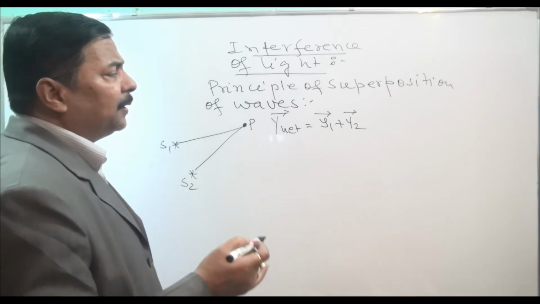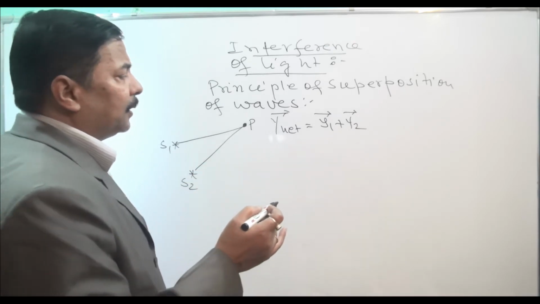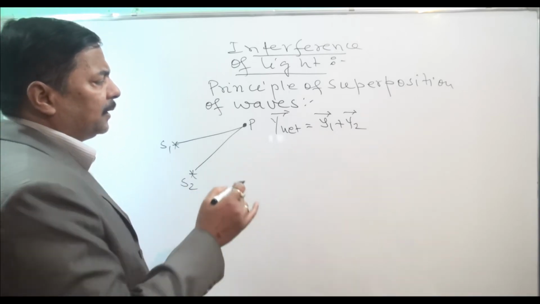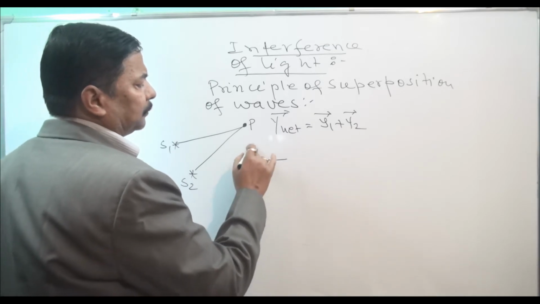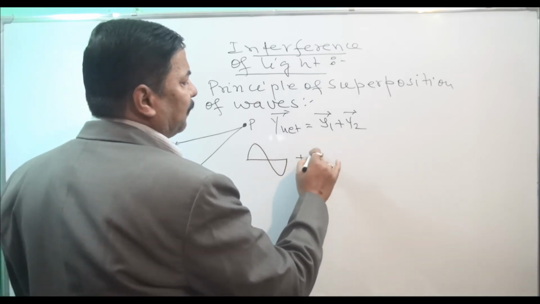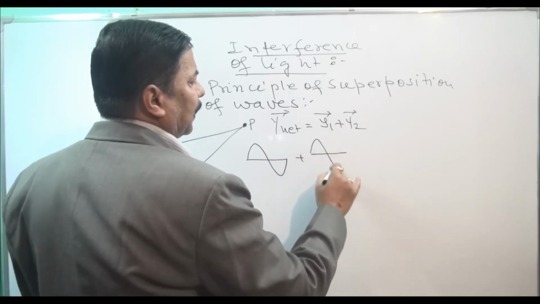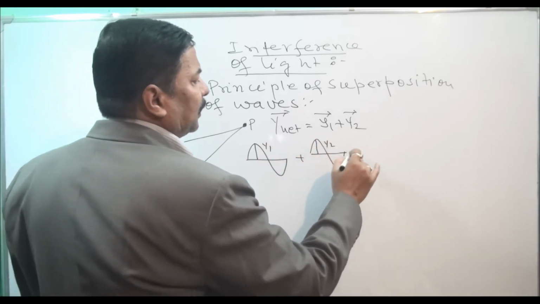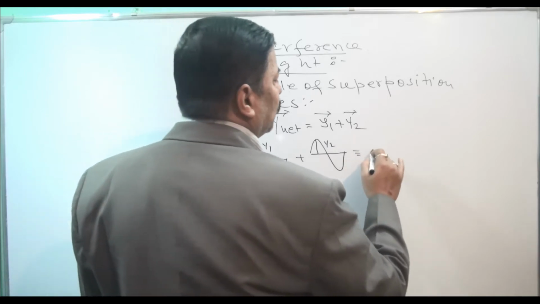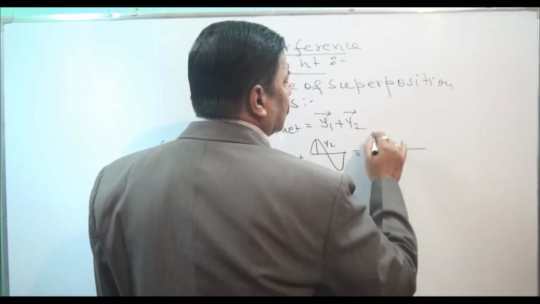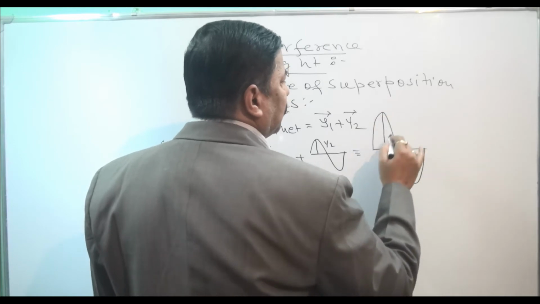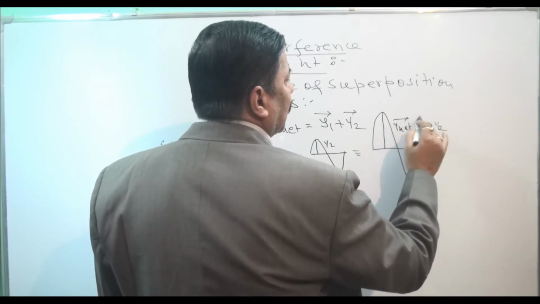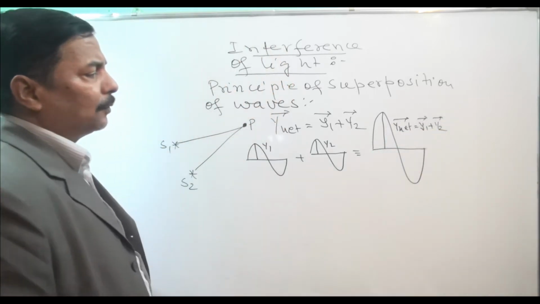Now what does it mean? We will understand it in a better way. Suppose a wave is here, plus this wave is here. Suppose this is y1 and this is y2. Then this resultant will give you a wave, y net. Here we are getting y net equals y1 plus y2.